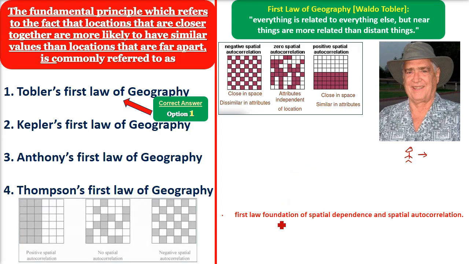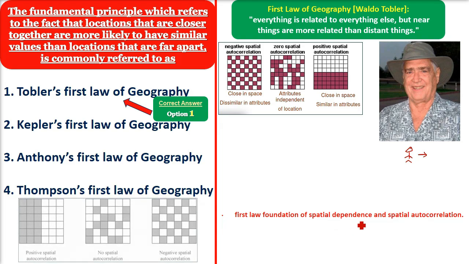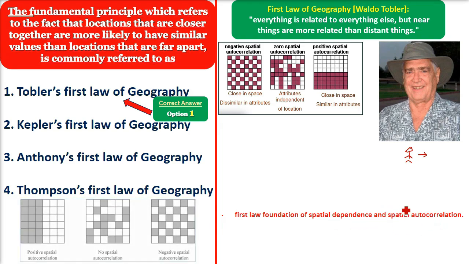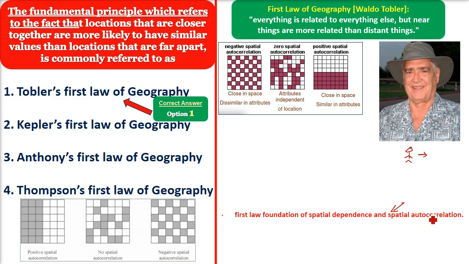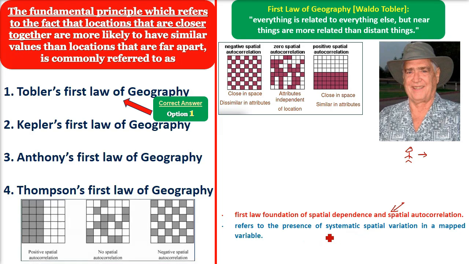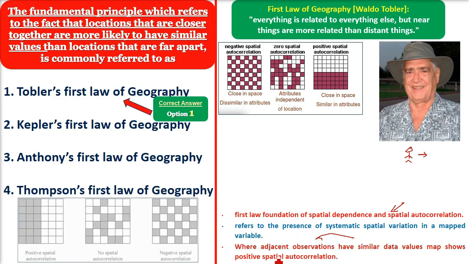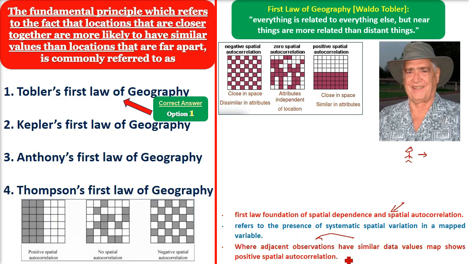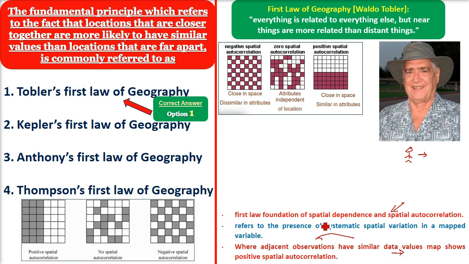So this first law of Tobler is the foundation for spatial dependence and spatial autocorrelation. Spatial means data which have location information. Autocorrelation means the relation, how much there is, they are correlating automatically by themselves. So it refers to the presence of systematic spatial variation in a mapped variable, where adjacent observations have similar data values, and a similar data value map shows positive spatial autocorrelation. Similar data, spatial correlation, positive.